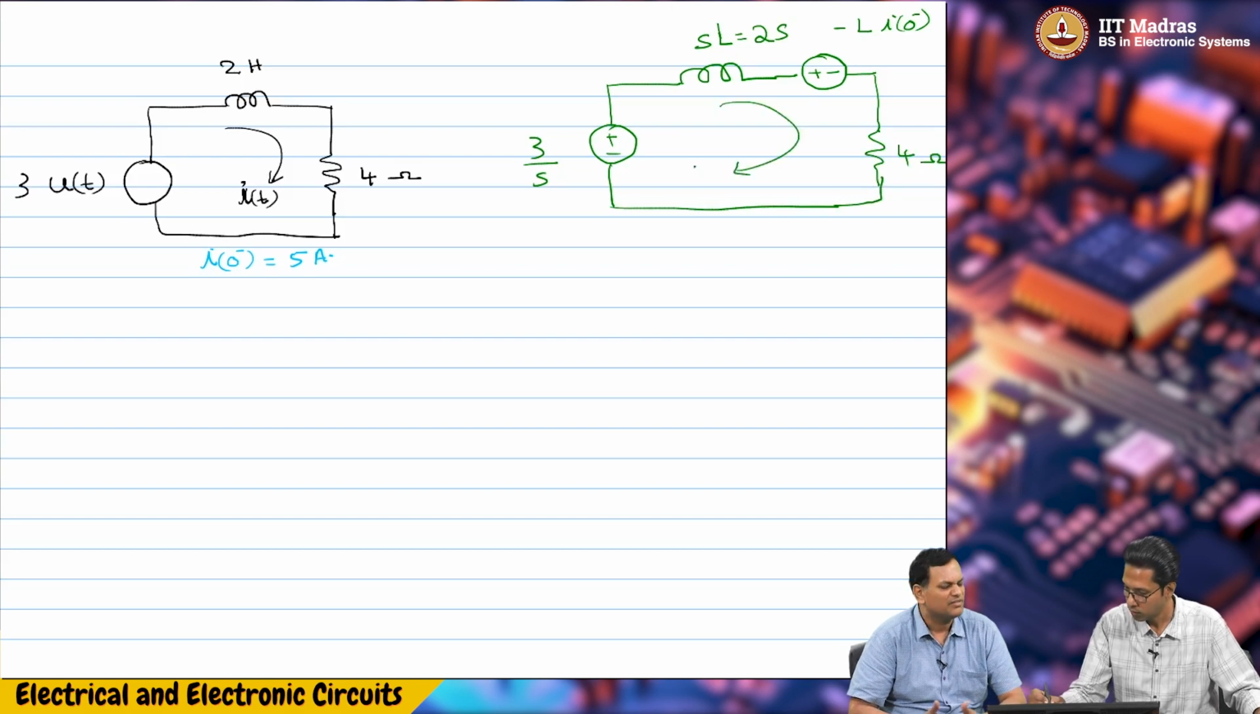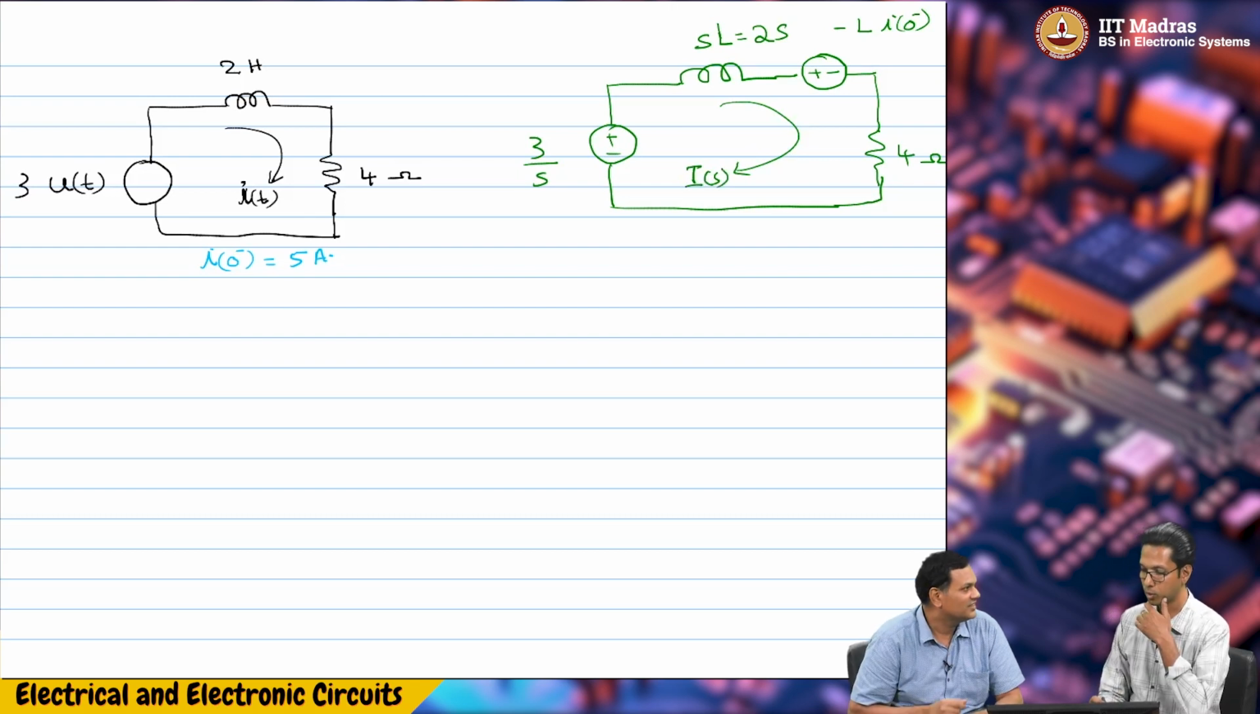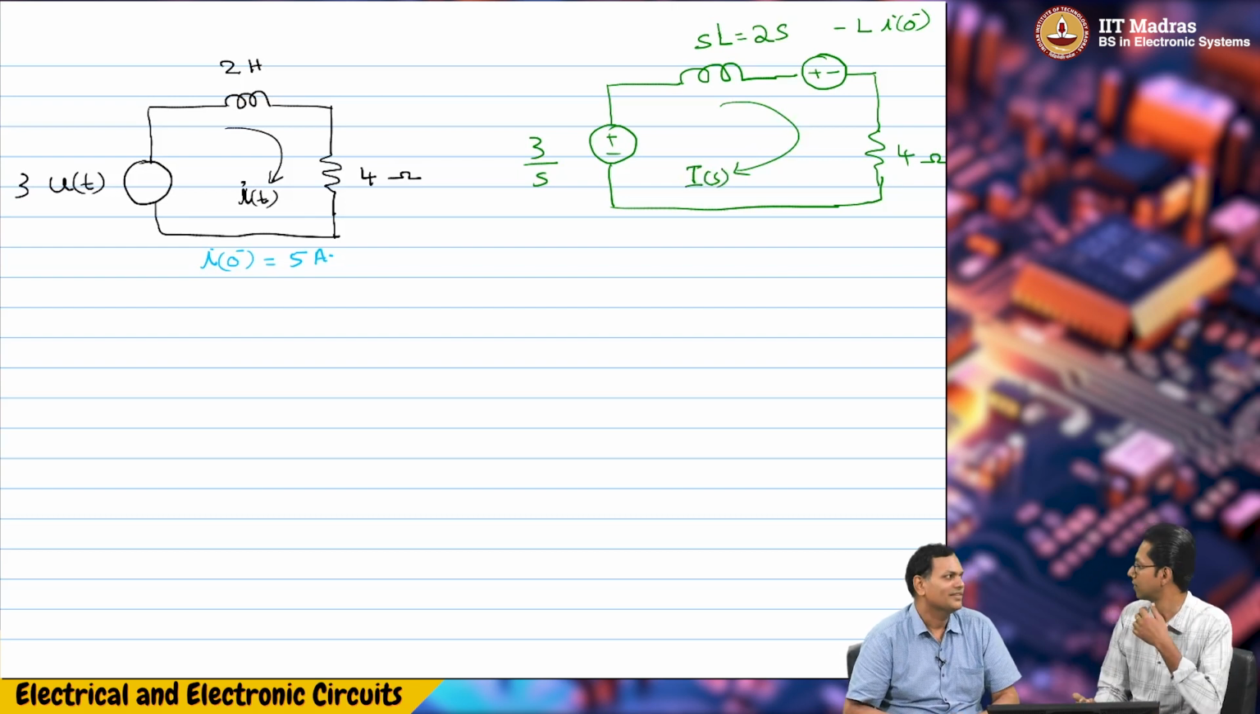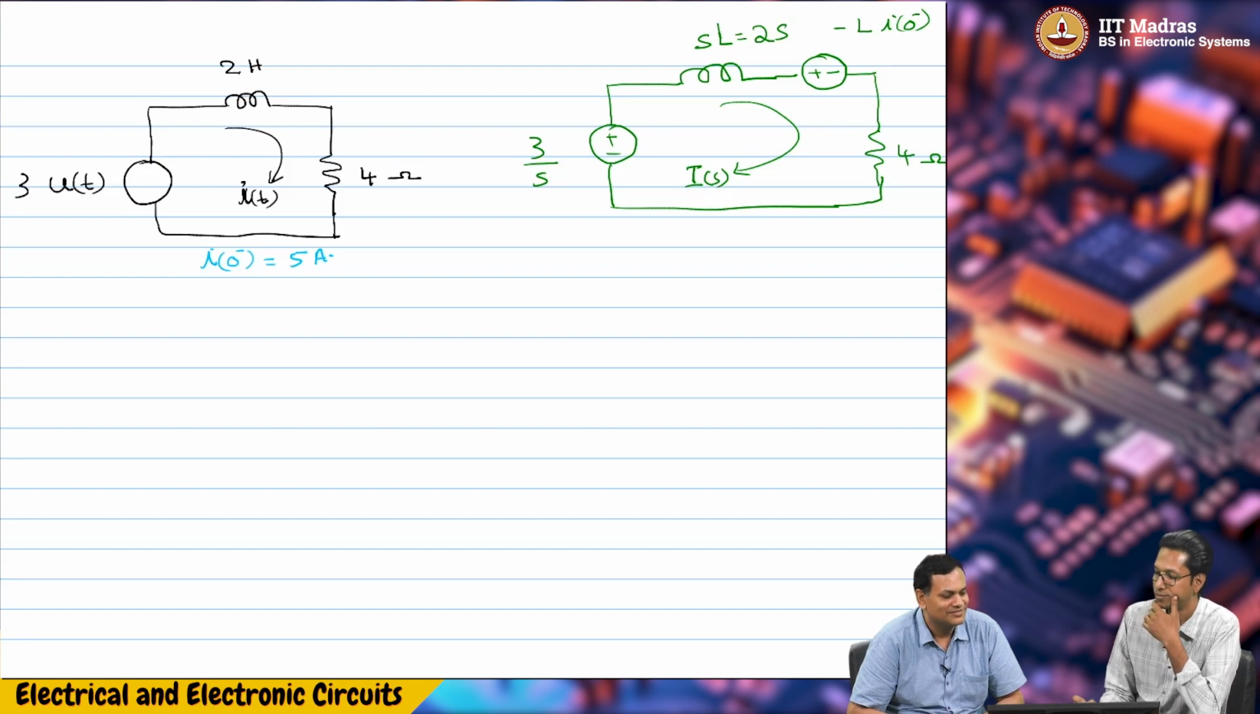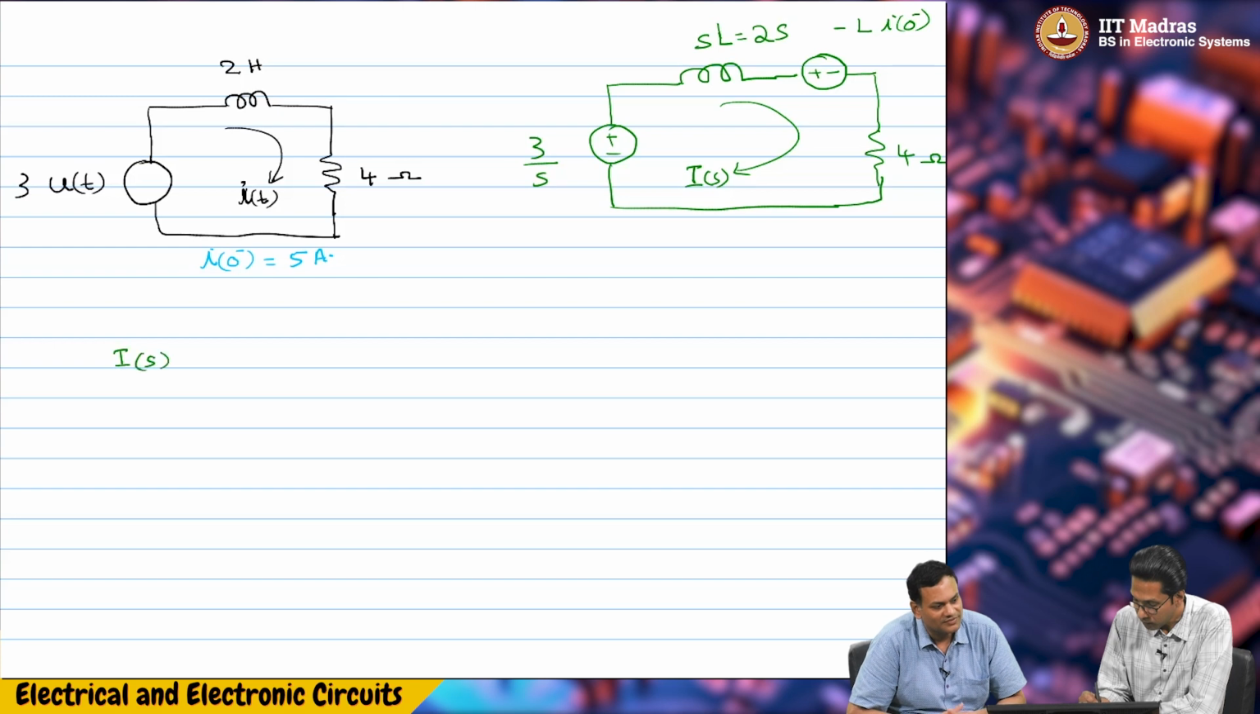And now we can just do KVL, KCL in the Laplace domain. So this entire circuit now you have represented in the Laplace domain. So let's try I of S is equal to 3 by S minus, because I have a negative voltage, minus 10. So plus 10. This is the total voltage. You divide that by the total impedance.